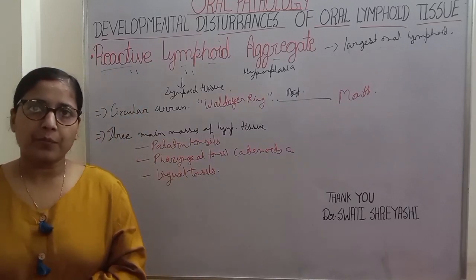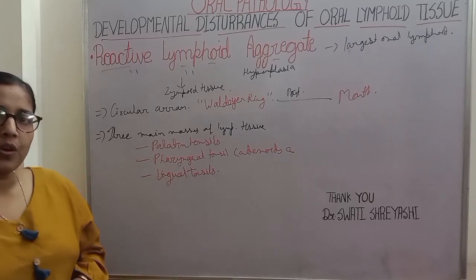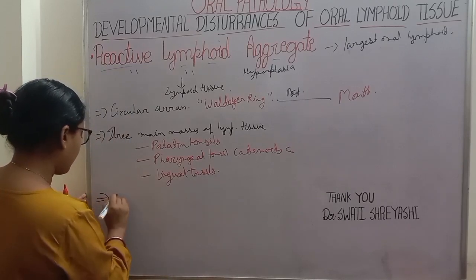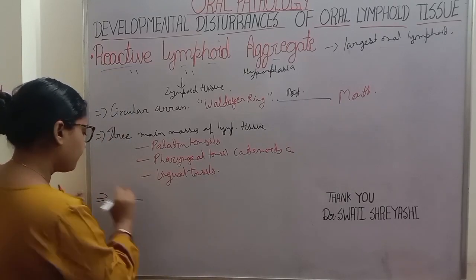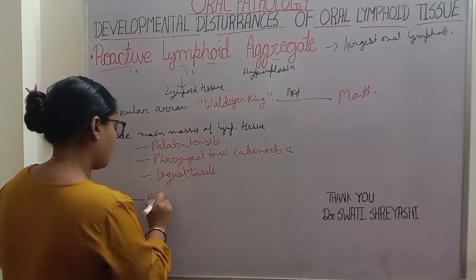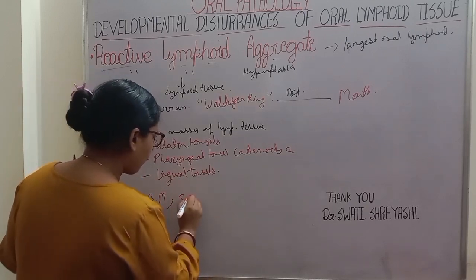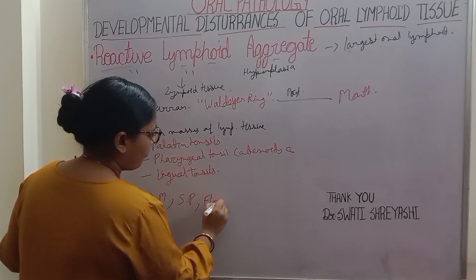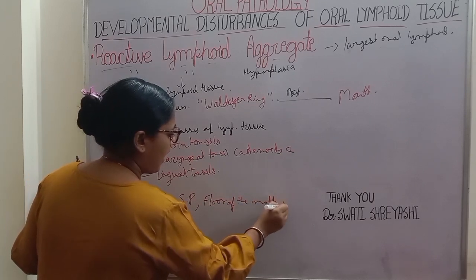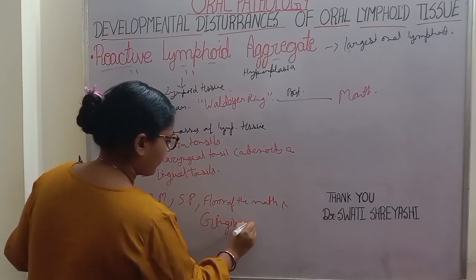Lymphoid tissues may also be found in a variety of intraoral locations, like buccal mucosa, soft palate, floor of the mouth, and gingiva, etc.